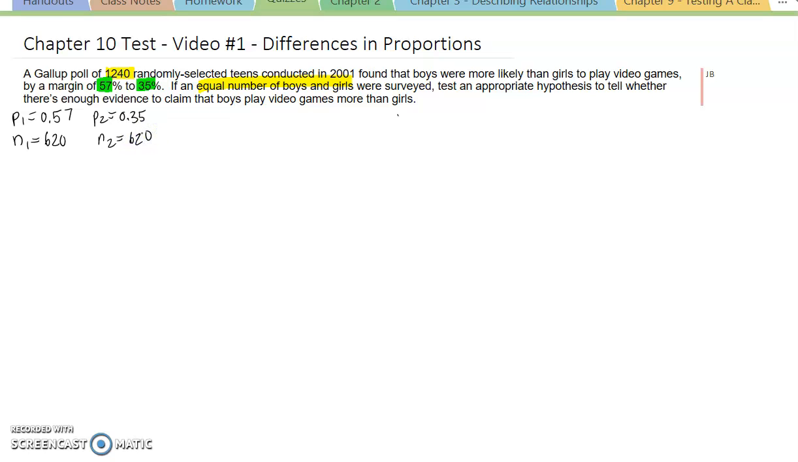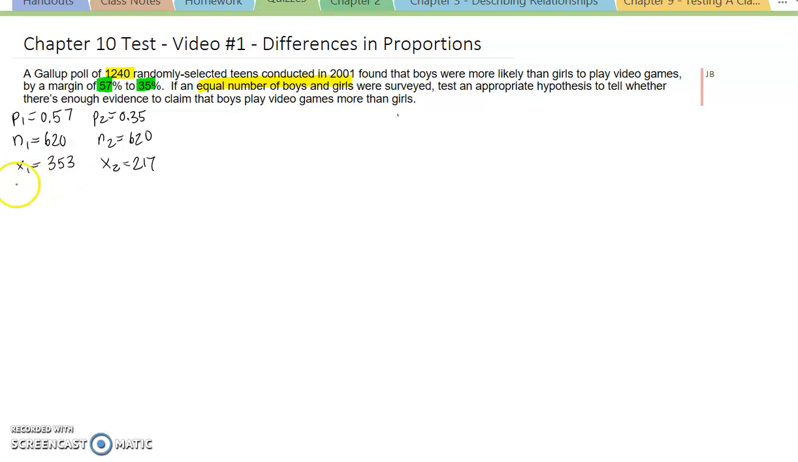And then we have to find our x1 and our x2. So basically our x1 would just be 0.57 times 620, which would be 353. And then same goes for our x2. It would be 0.35 times 620, which would be 217.